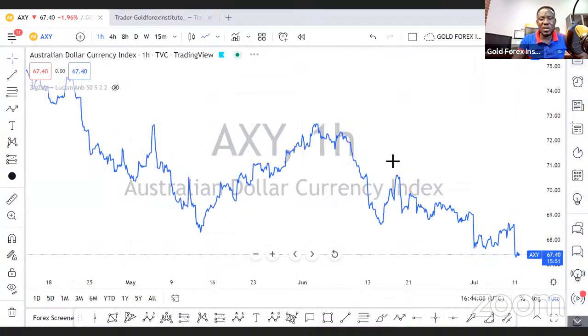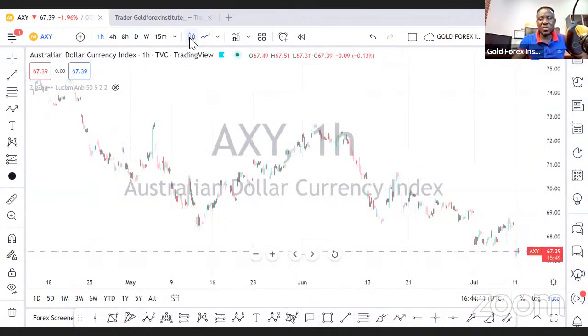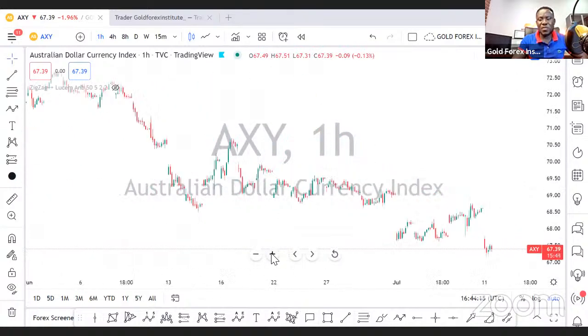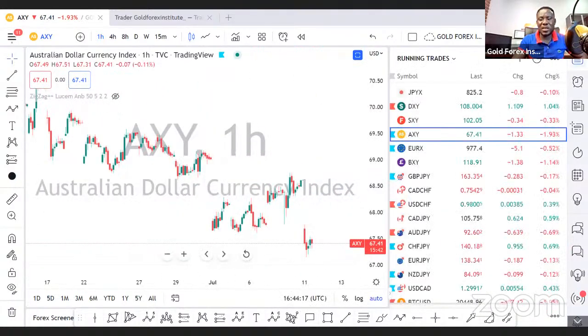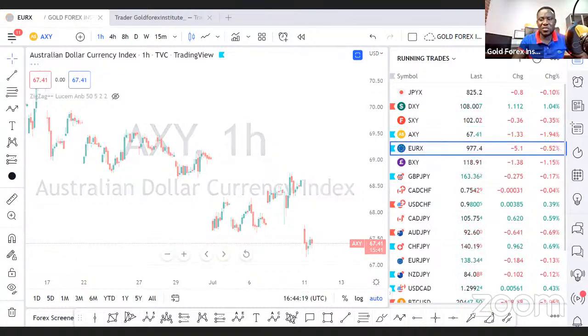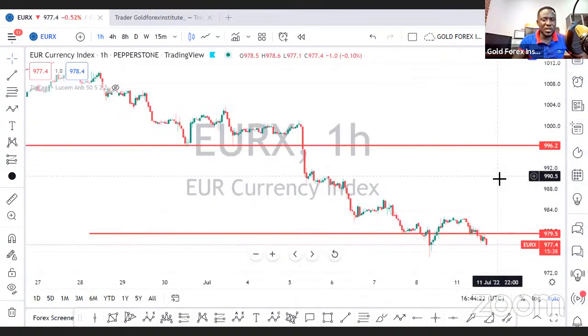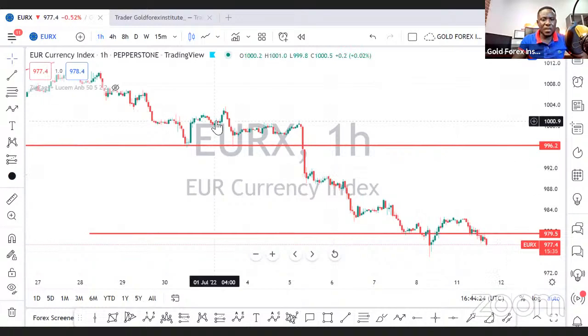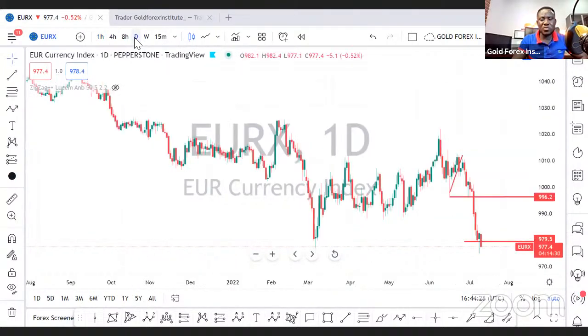AUD still trending down. Okay. We still have more. So in the short term, we are seeing... Let's look at euro. Euro is trending down. Euro still has, but I'm expecting euro to give us some bullish signs. For now, I'm not seeing anything yet, so euro is still trending down for now.